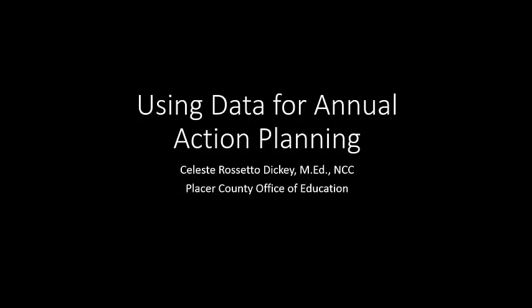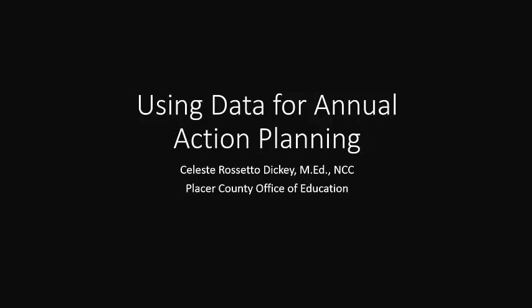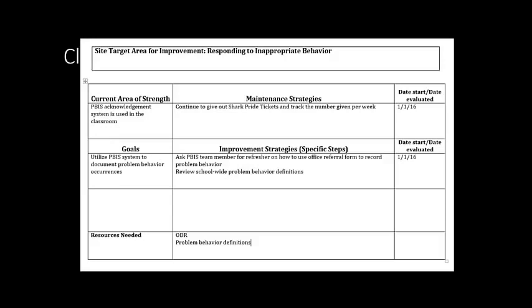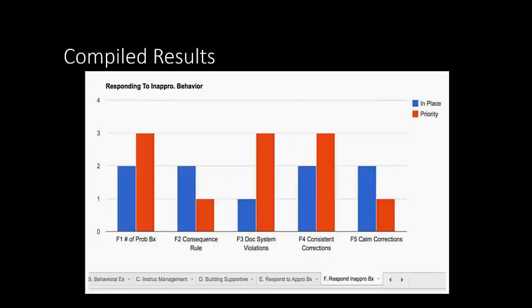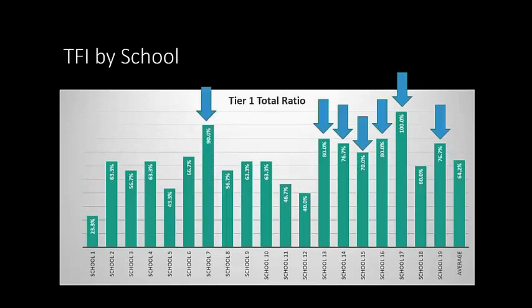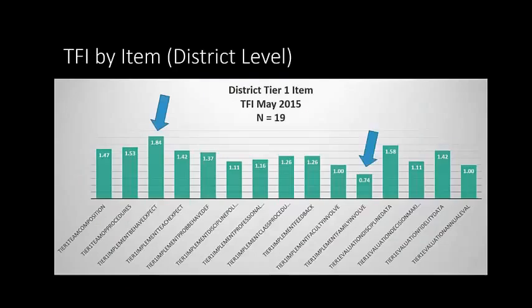I'm going to hand it over, there's some questions. So it looks like the folks were interested in a few of your graphs there, Luke. There's a specific question about the TFI by item graph that you displayed, and they're wondering if you got that from PBIS eval, or is that a Luke Excel magic graph?